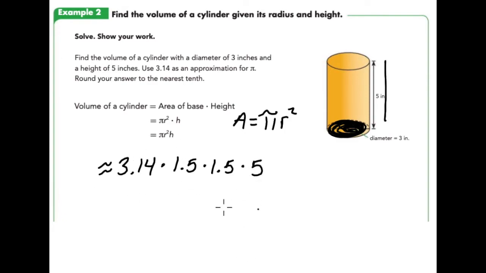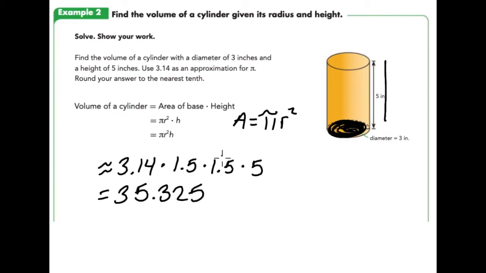So we could multiply in any order we want here. I would recommend using the Desmos calculator if you have it. If not, any calculator will work. Once we multiply all of these, we end up with 35.325.